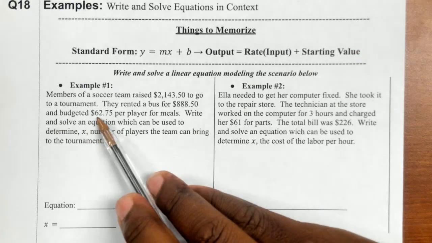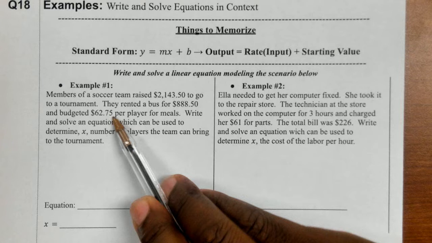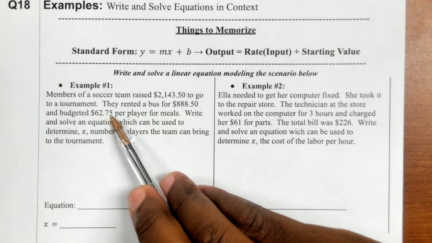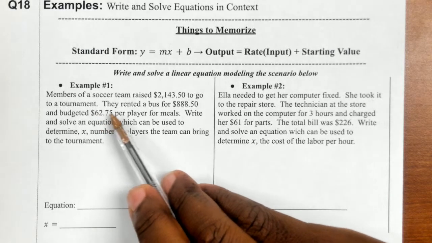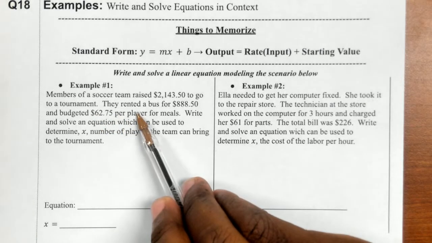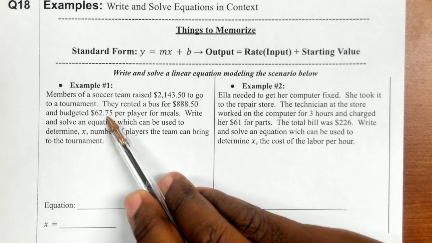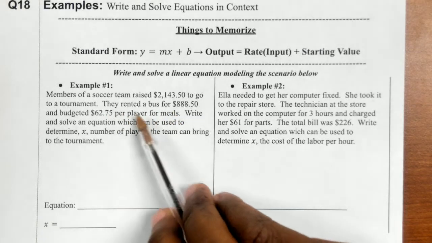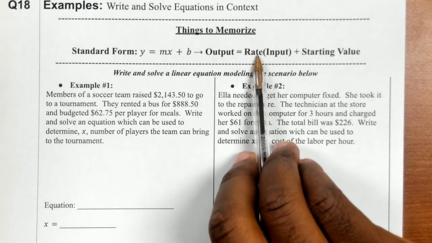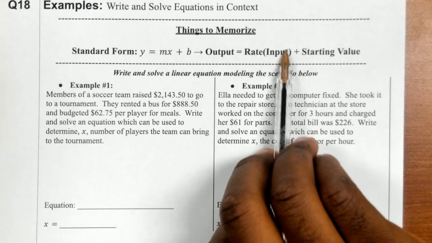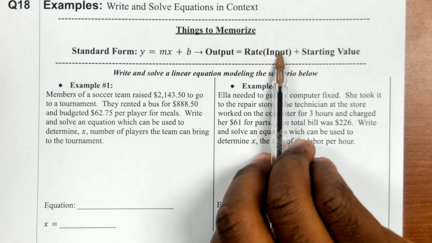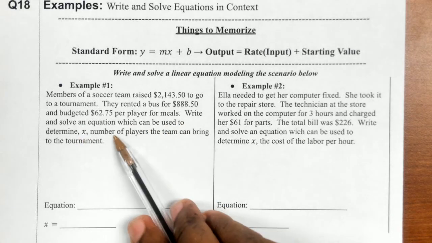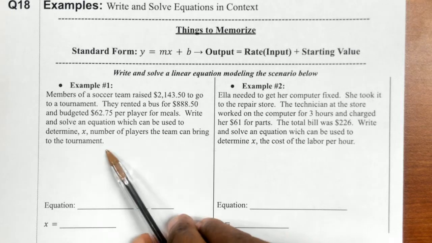And they budgeted $62.75 per player for meals. So that $62.75 is the amount that they're going to spend on each player. That 62.75 is technically representing a rate that is going to be changing as you get more and more players, as you get more input. Write and solve an equation which can be used to determine x, which is the number of players the team can bring to the tournament.